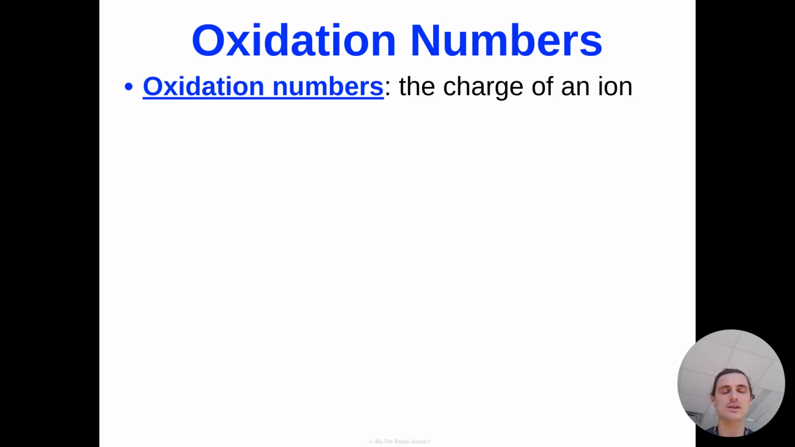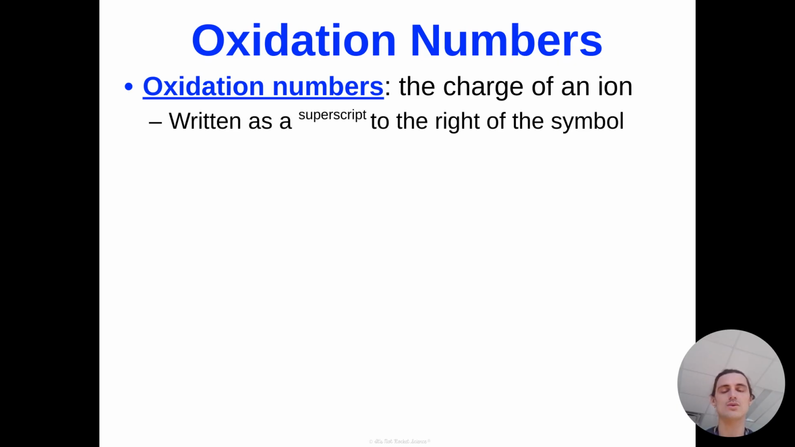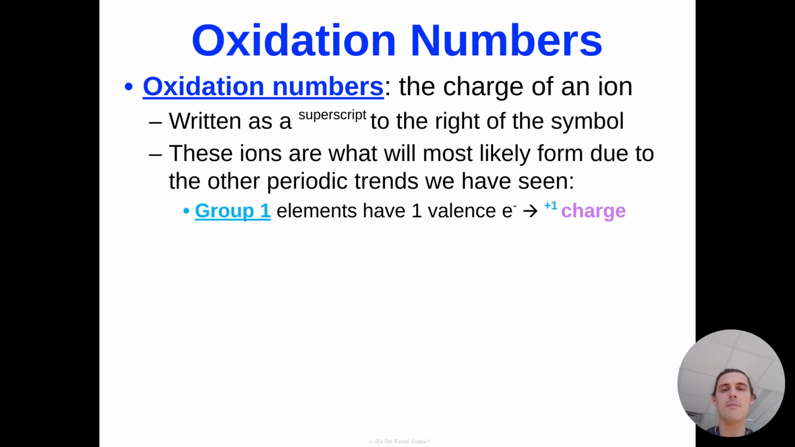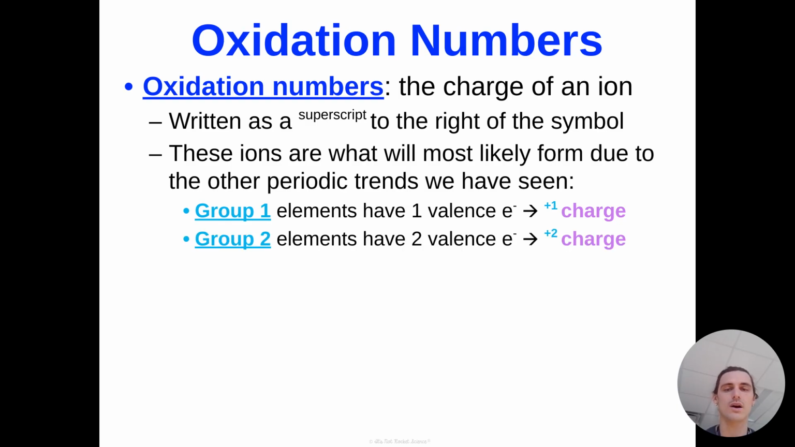Oxidation numbers. This is the charge of an ion. You write that as a superscript right at the top, kind of like if you're writing 2 squared. And this is just going to show you the trends for how we will do that. Group 1 in general is going to be a +1 charge. Group 2 in general is going to be a +2 charge.